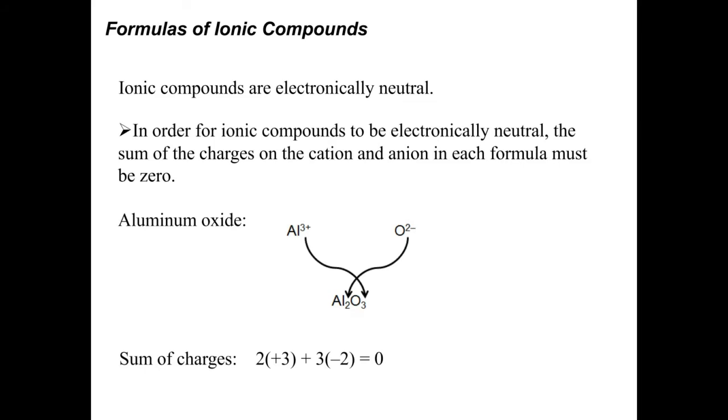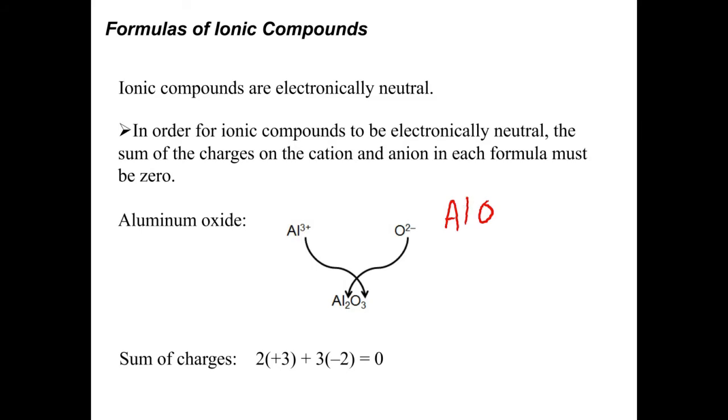So how are we going to get the names of ionic compounds? One good place to start is first knowing how to write ionic formulas. Here we have aluminum oxide, and you see the formula here is Al2O3. So how do we come up with that? Why isn't it just AlO?